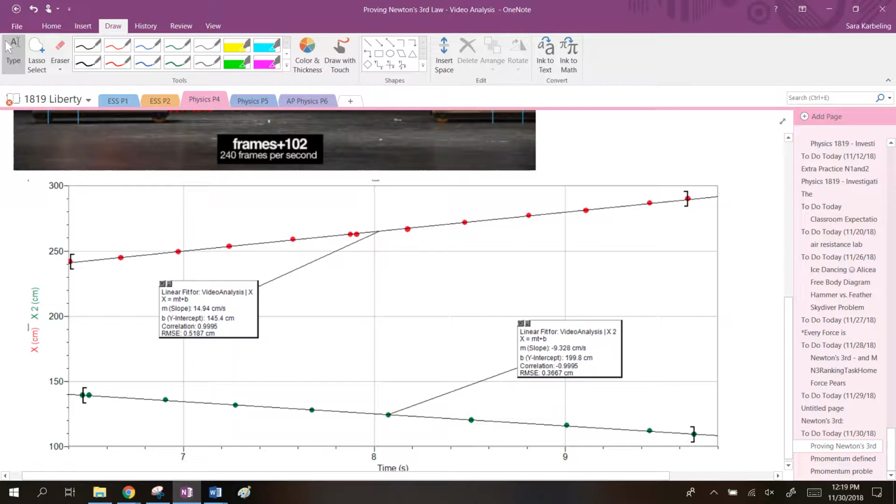Jordan, I feel like you were there, but then you just kind of stopped talking. Wasn't it smaller velocity for the girls' cart than the guy on the cart? Does that make sense? Ben, what were you going to say? I was going to say the girls are going in the left direction.